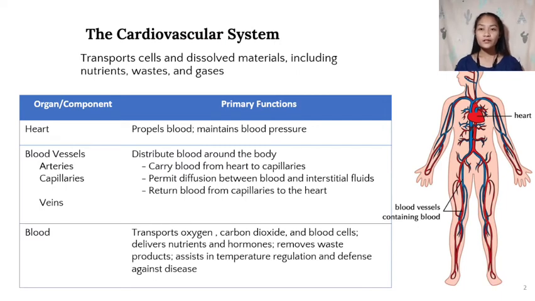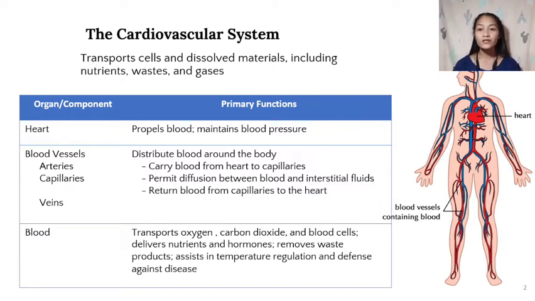So the cardiovascular system transports cells and dissolved materials, including nutrients, wastes, and gases. Basically, the cardiovascular system, also known as the circulatory system, allows for the delivery of needed substances to the cells of the body as well as for the removal of waste. So how does it transport materials throughout the body?